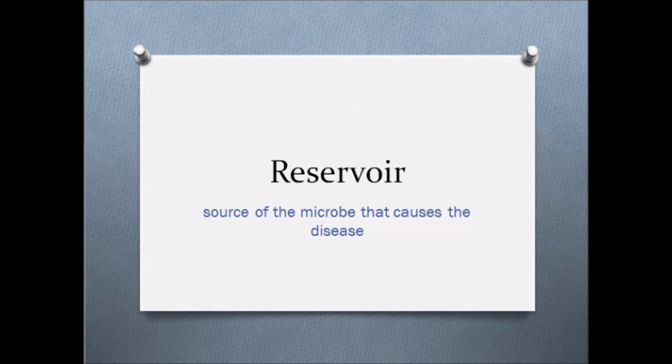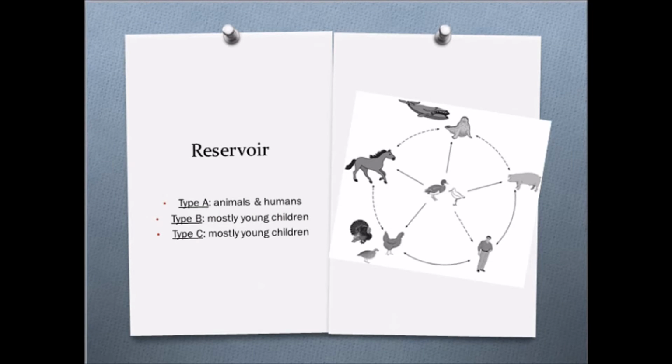The reservoir is the continuous, naturally occurring source of the disease-causing microbe. As mentioned before, the influenza virus has 3 different types: type A, type B, and type C. Type A influenza affects both animals and humans, while type B and C affect mostly young children.